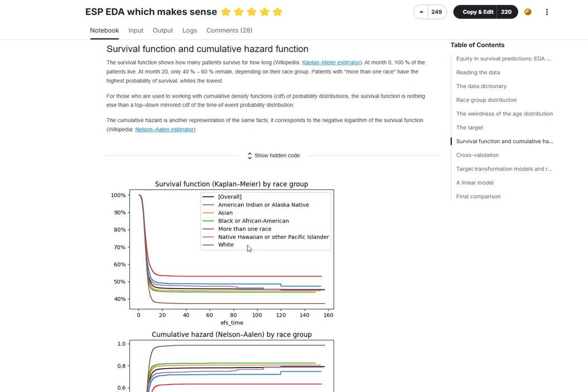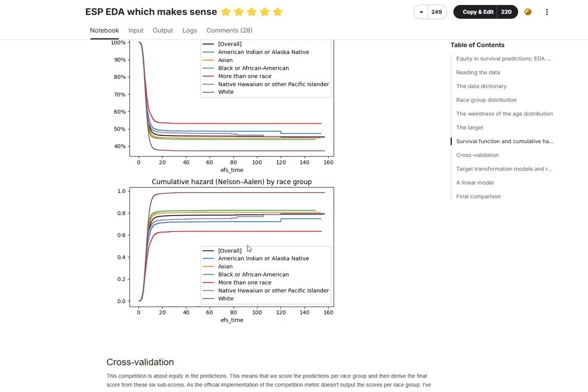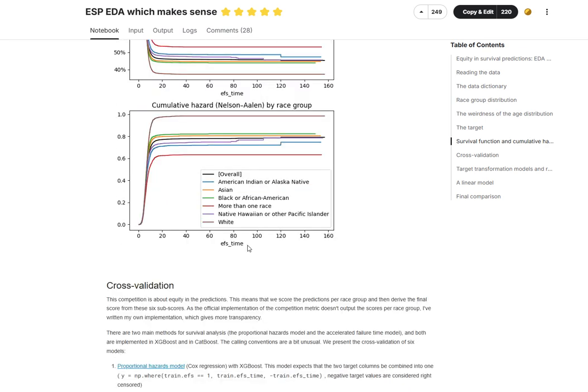The notebook also shows the cumulative hazard function. This is another way of looking at the same information. It shows the accumulated risk over time. The steeper the curve, the higher the risk. The results of the survival function are consistent with the cumulative hazard function.